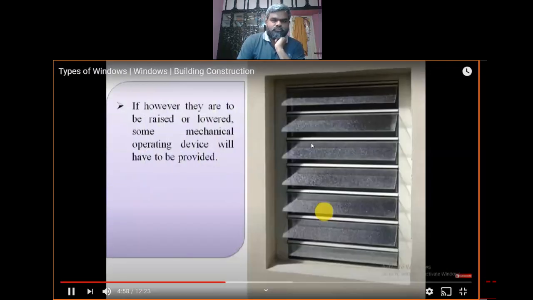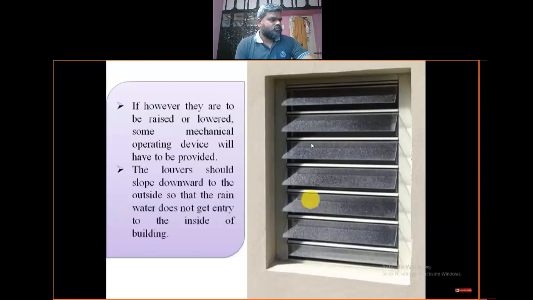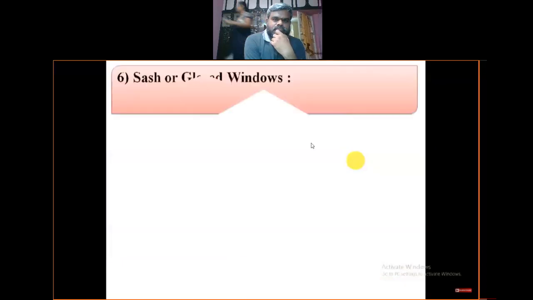If, however, these roller windows are to be raised or lowered, then the mechanical operating device will have to be covered. In the louvered windows, the cover should point downward to the outside so that the rainwater does not get into the inside of the building. Next item.